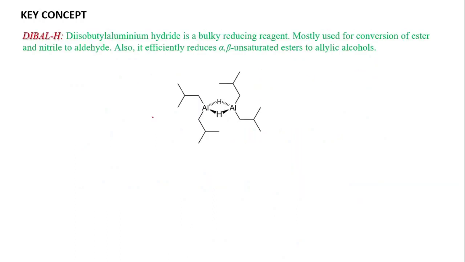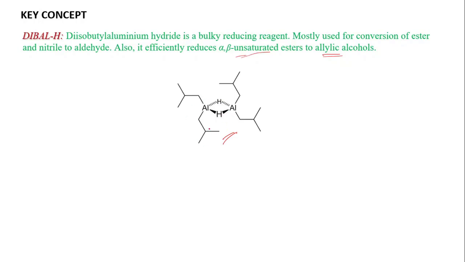Next, the question involves a reducing reagent called DIBAL-H. DIBAL-H is diisobutyl aluminium hydride, which is a bulky reducing reagent. Most of the time, this reagent is used to convert an ester or nitrile group to the corresponding aldehyde group. This reagent can also efficiently reduce alpha beta unsaturated ester to the corresponding allylic alcohol. This DIBAL-H exists as a dimer in solution. This is the dimeric structure of DIBAL-H.